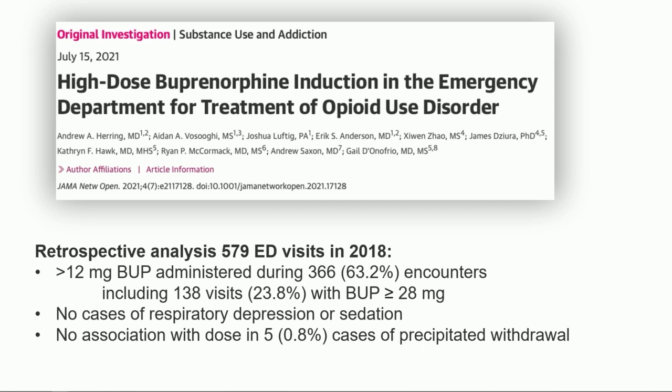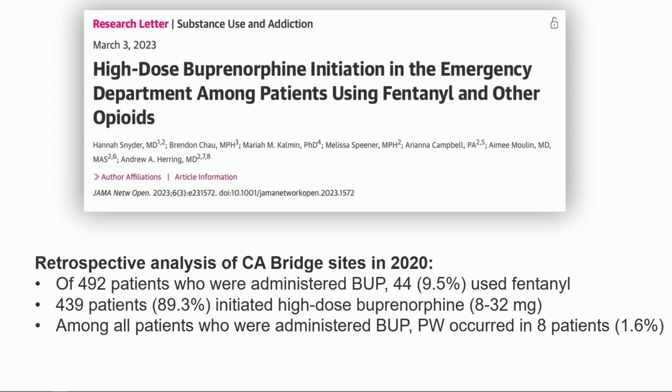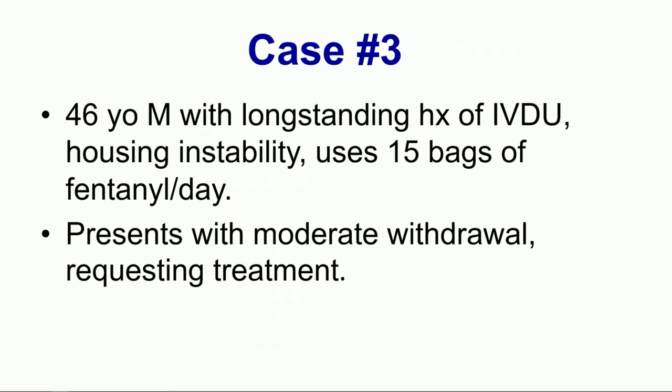That's something we can think about, but it's actually not really a problem. They also published a paper in 2020, and this is important because there's a little bit more fentanyl use. It's still a lower population, only about 10%, 9.5% of these cases used fentanyl, but in general, they also still had a very low precipitated withdrawal rate, 1.6, and had more than 400 patients who received high-dose buprenorphine initiation.